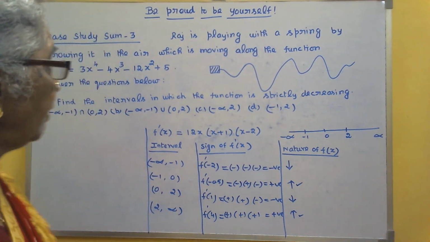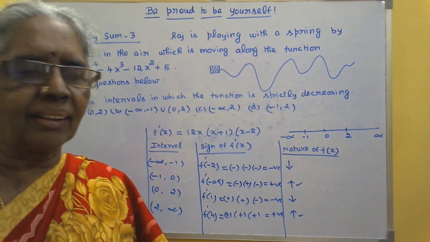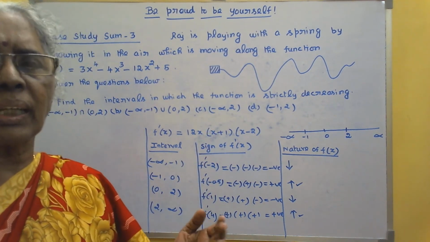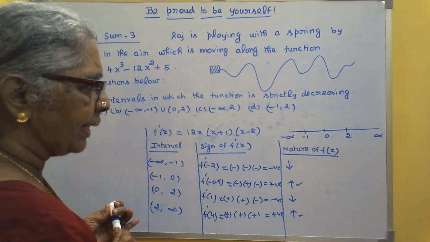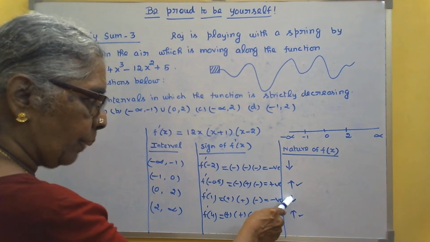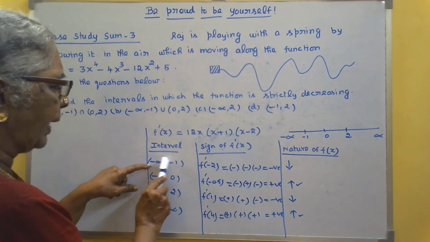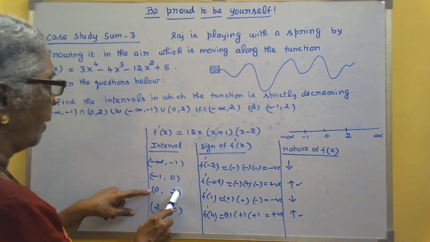Third subdivision. Find the intervals in which the function is strictly decreasing. So let us use the same tabular column. From this we can easily pick our answer. Now you know this is strictly decreasing, right? Then the third one, that is also strictly decreasing. So what is the interval? Minus infinity to minus 1, right? Then union 0 comma 2.